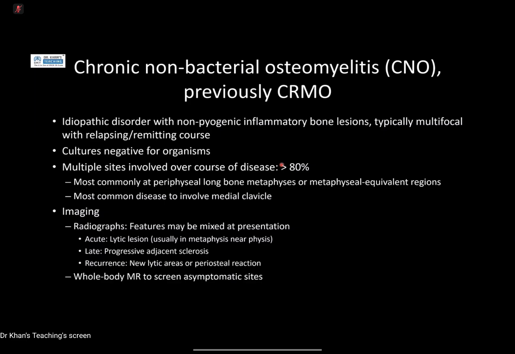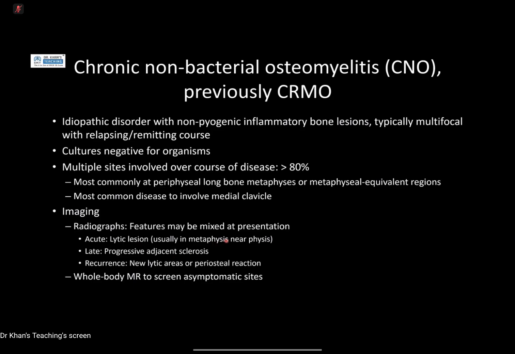It is more common if you are at higher risk, if you do have some underlying inflammatory disease. So that's good for your question of is there any underlying JIA. You get multiple sites involved, and as I said earlier, long bone metaphyses or metaphysis equivalents, and it's the most common disease to involve your medial clavicle. In adults, you think of SAPHO, which comes with pustulosis and skin changes as well.